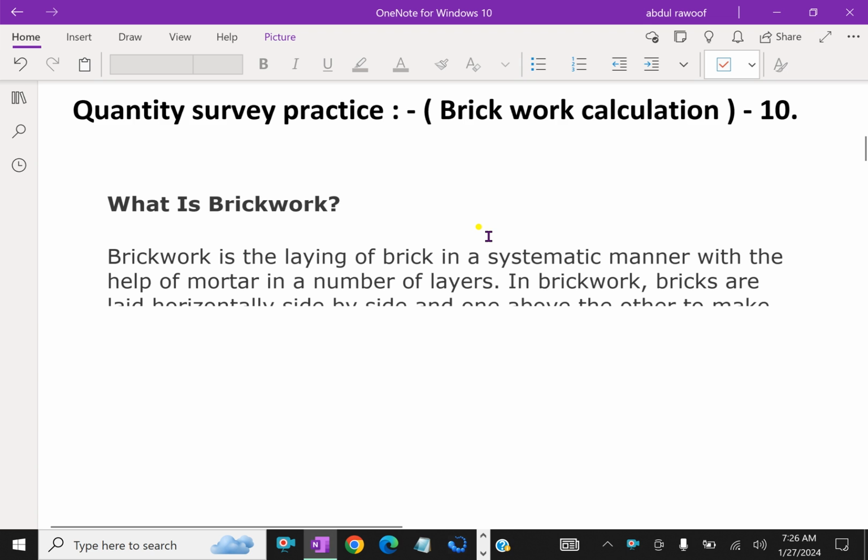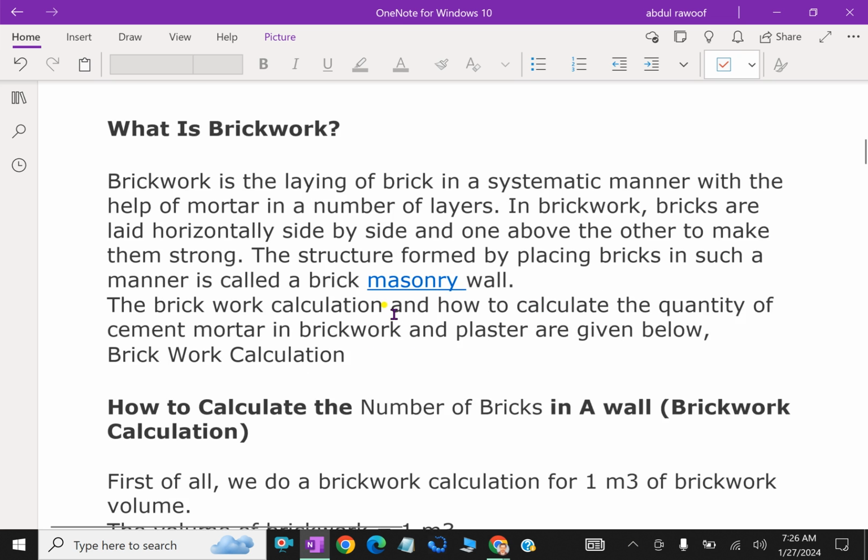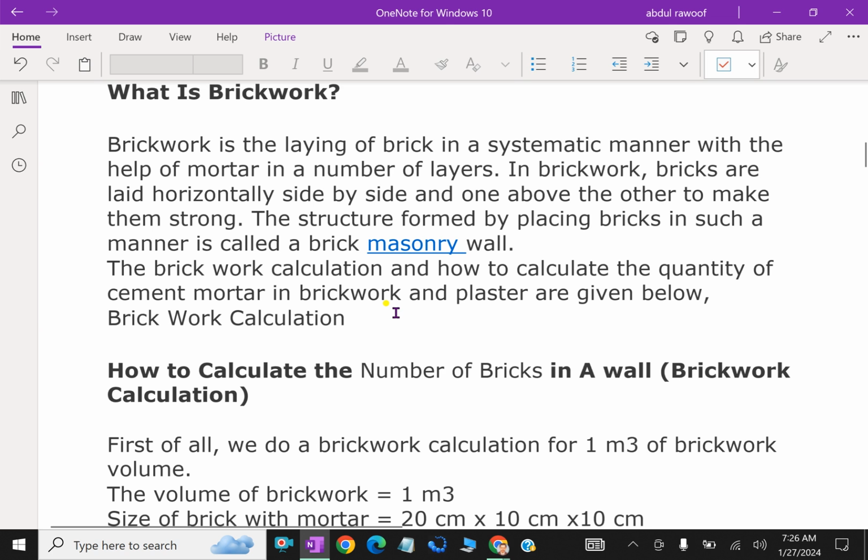In quantity survey practice, let us discuss brickwork calculations. We will discuss a little detail about what brickwork is. We know that for building, brickwork is very important. Brickwork is the laying of bricks in a systematic manner with the help of mortar in a number of layers. In brickwork, bricks are laid horizontally, side by side and one above the other, to make them strong.